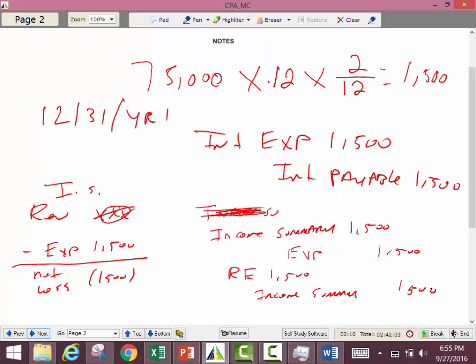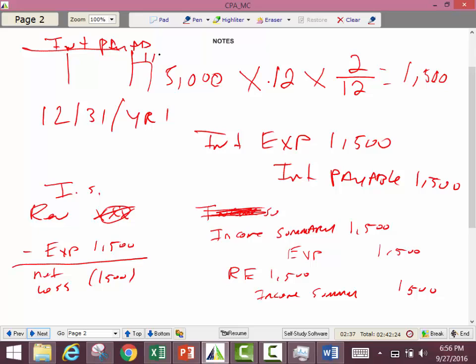$1,500, right? Now my interest expense is back to 0, isn't it? Okay, now I go into year 2. How much is in my interest payable account right now? Interest payable is still showing a balance of $1,500.